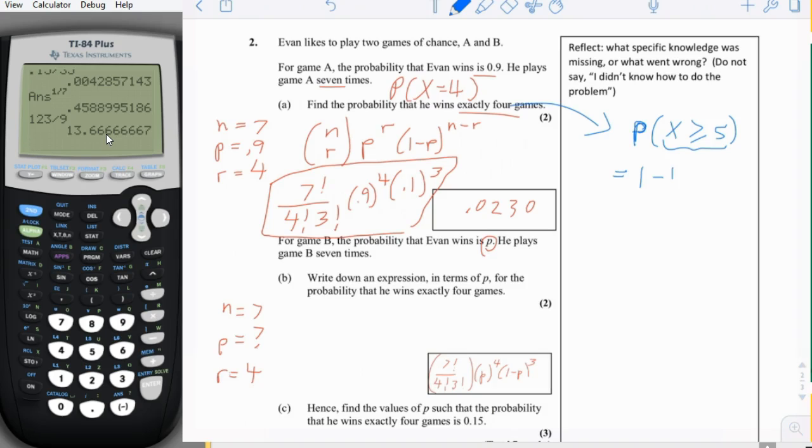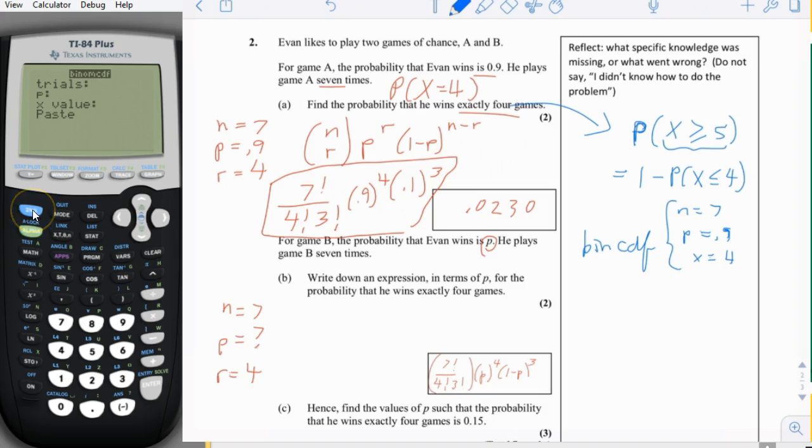So we can express this as a complement. We could say the probability that he wins less than or equal to 4 games, and we subtract that from 1, and that would be the same, right? So let's do that. So the probability of x is less than or equal to 4, we can do that with the calculator. We just use n equals 7, p equals 0.9, and r equals, or x equals 4. Okay, and when we do it, we need to use Binomial Cdf. So let's try to do that.